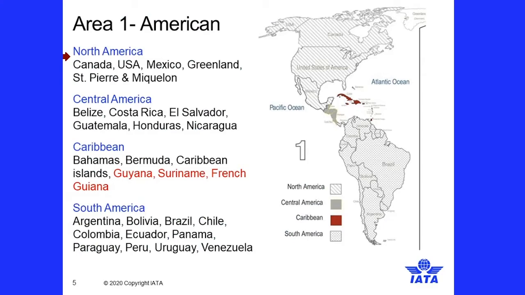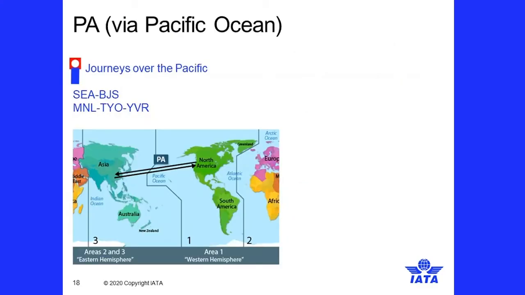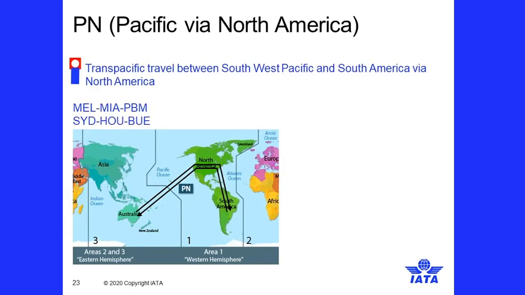So let's go back again to the PN before the break, sorry, wrong slide. The PN says, if the flight is between Australia, New Zealand, the Southwest Pacific, and South American points, but the connecting or stopover point is via North America, then the global indicator will be PN, such as Melbourne, Miami, Paramaribo, or Sydney, Houston, Buenos Aires. Sydney here, Houston here, Buenos Aires here.